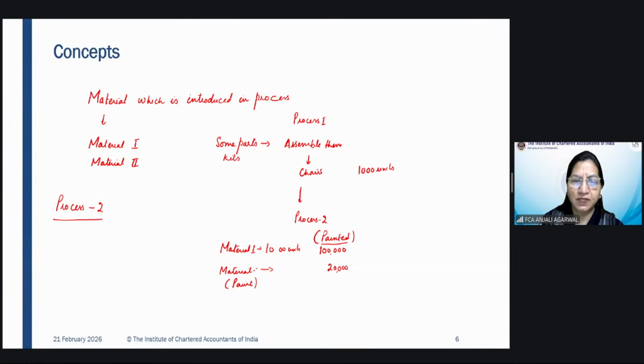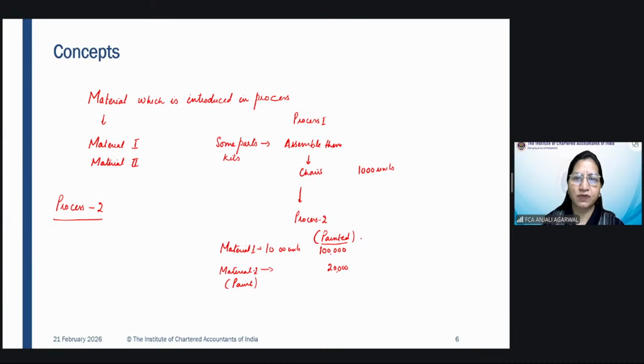So remember, this is the subsequent material which is used in the process. It will not have units. So 1000 units is the only units on which this 20,000 rupee paint material is applied. So do not get confused if there is a subsequent material which is also used in the process. It can be in any process, 1 or 2.